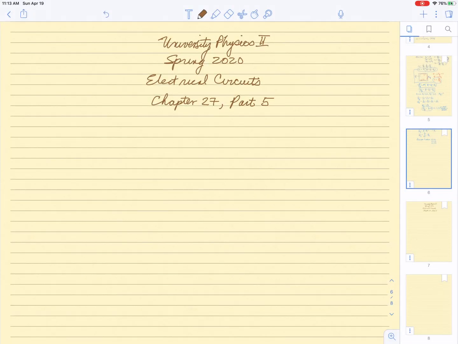Alrighty, this is going to be the last discussion in chapter 27, and we'll move on to magnetism, and we'll pretty much finish the course in the next 2 weeks on chapters 28 and 29. Anyway, what we're going to look at here is what's called an RC circuit.